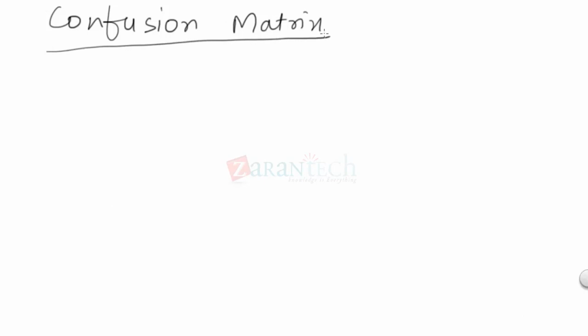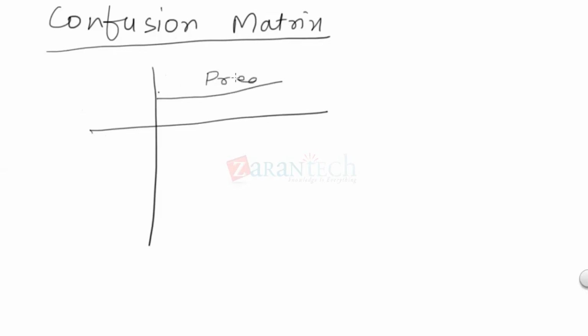Okay, so just one more concept we will learn, something called the confusion matrix. What the confusion matrix does is it will give you an understanding of the model. Let me put it something like this. So this is predicted, 0, 1, and this is actual, 0, 1.